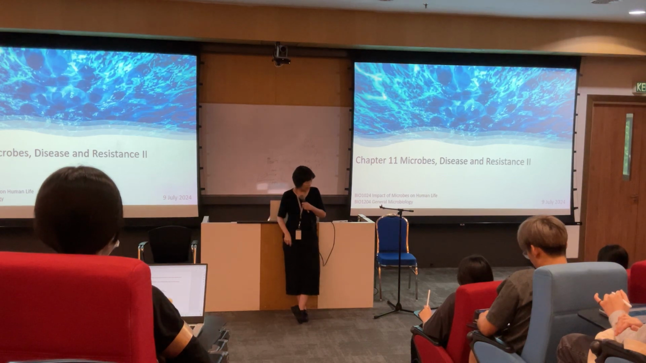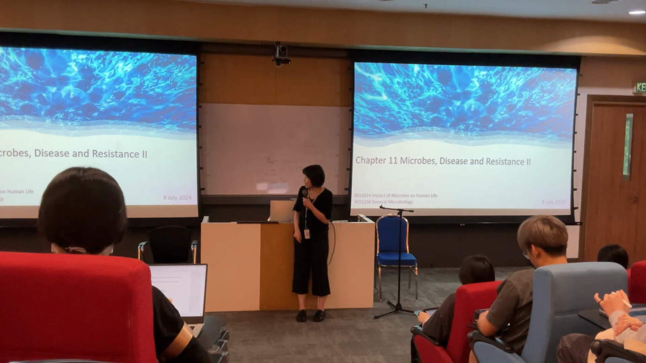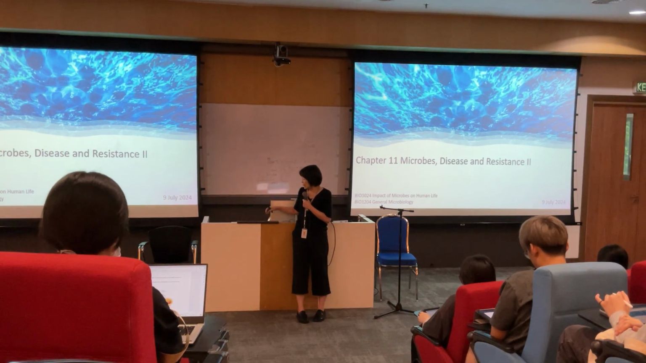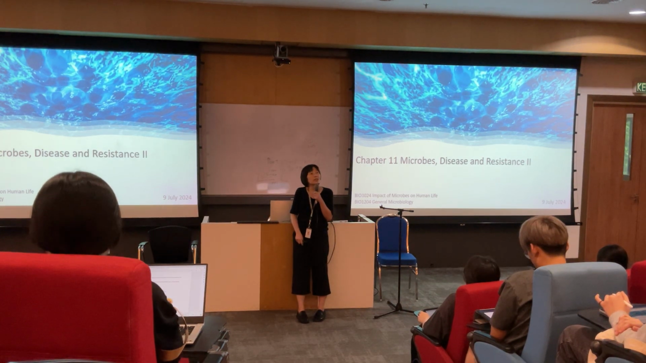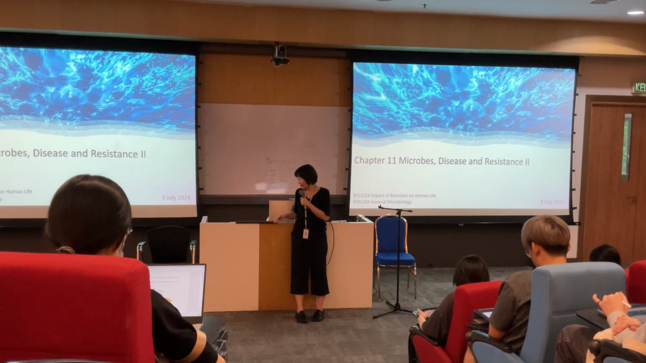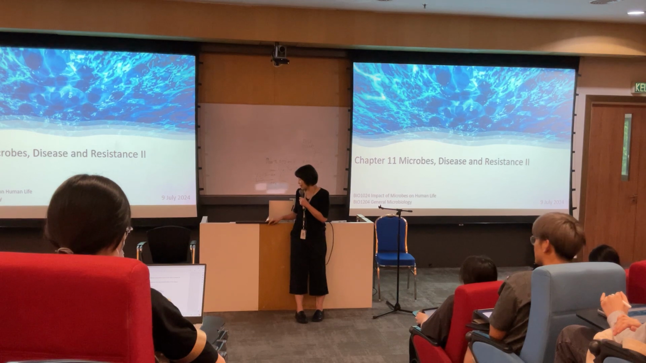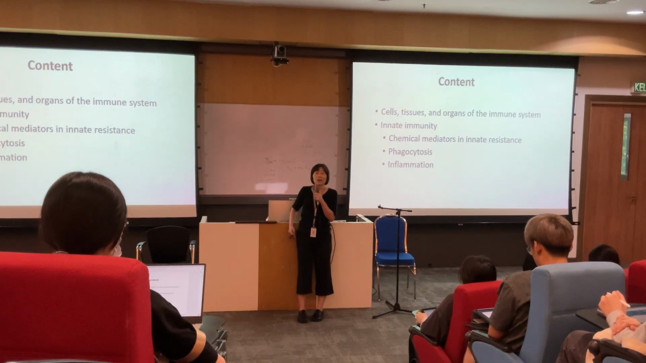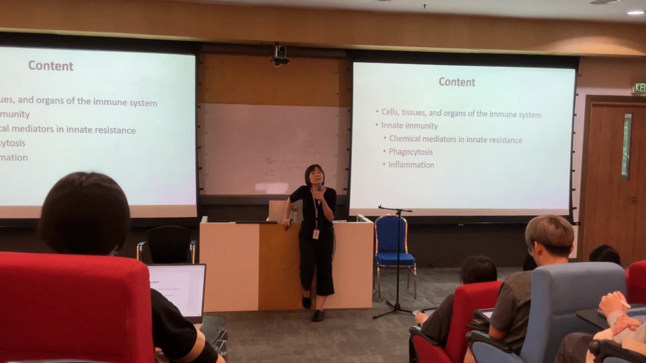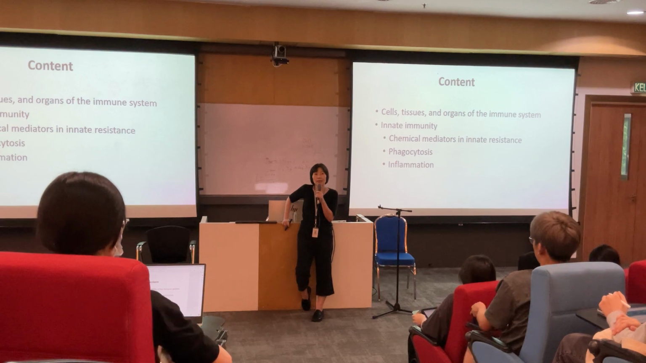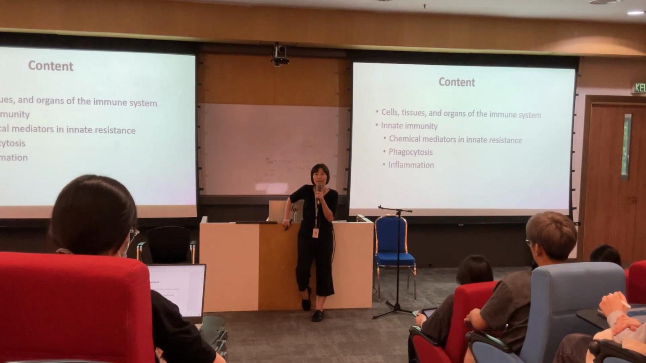Okay. So today we have the second part of the microbe disease and resistance. So we're going to introduce you to our immune system. Right. So our immune system, as you all know, we have 2 types of immune system. One is the innate immune system. The other one is the adaptive immune system.